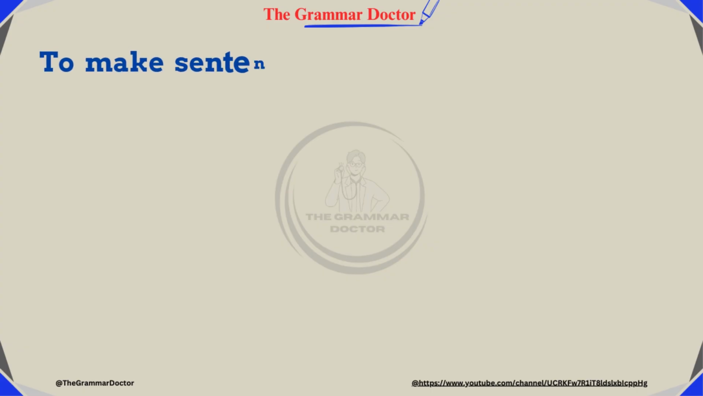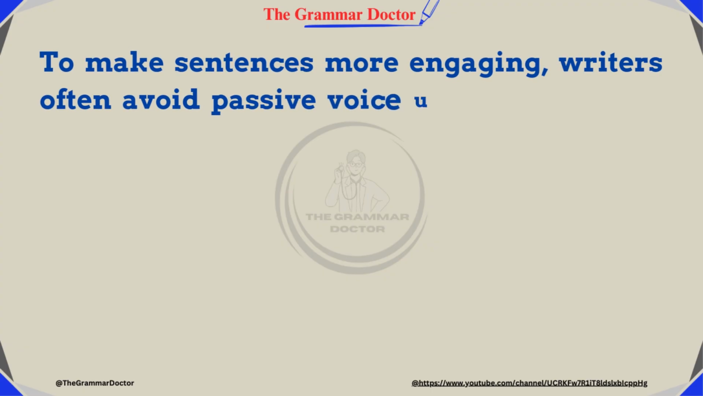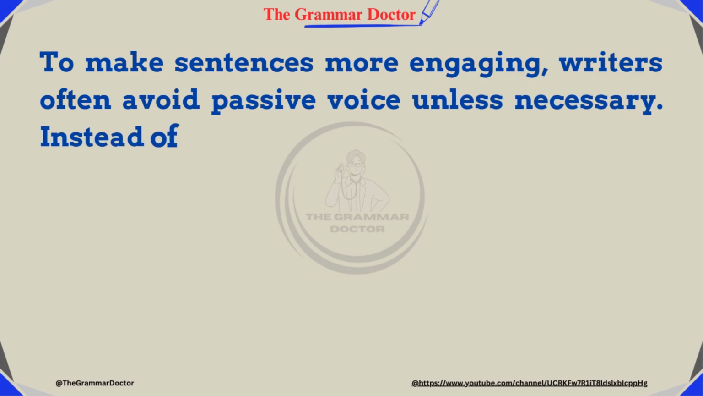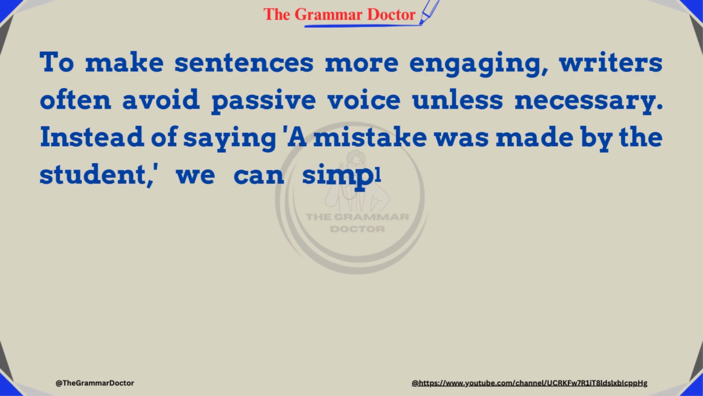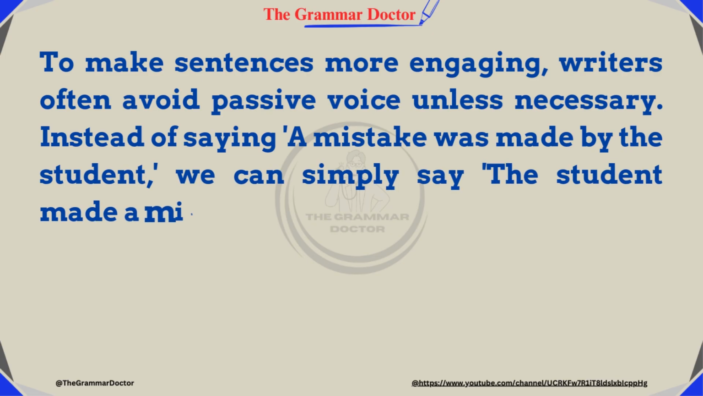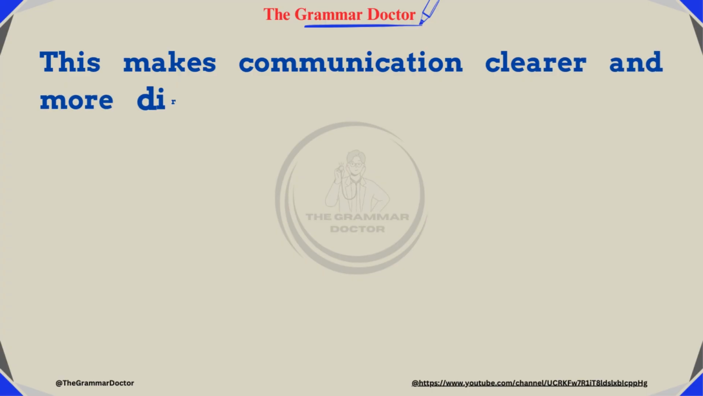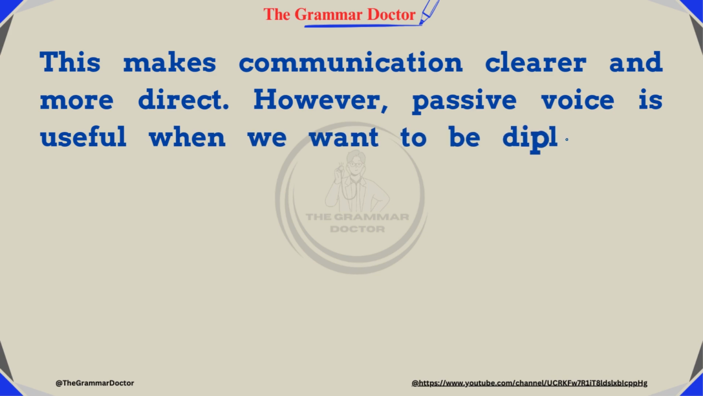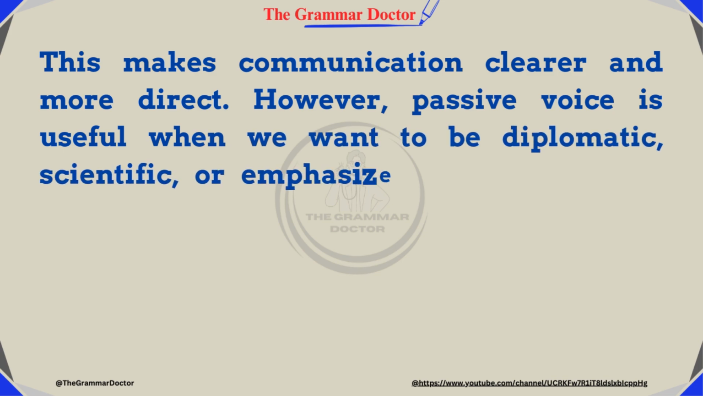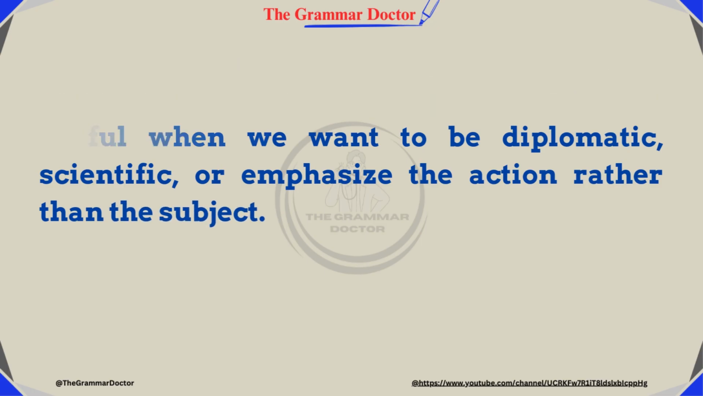To make sentences more engaging, writers often avoid passive voice unless necessary. Instead of saying, "a mistake was made by the student," we can simply say, "the student made a mistake." This makes communication clearer and more direct. However, passive voice is useful when we want to be diplomatic, scientific, or emphasize the action rather than the subject.